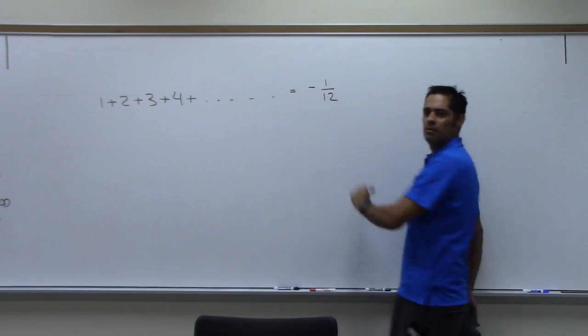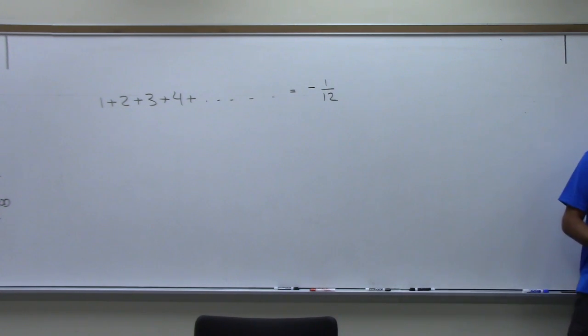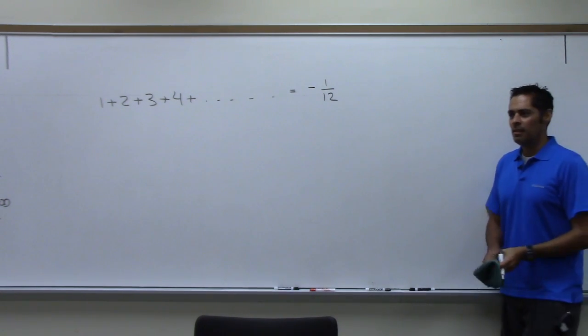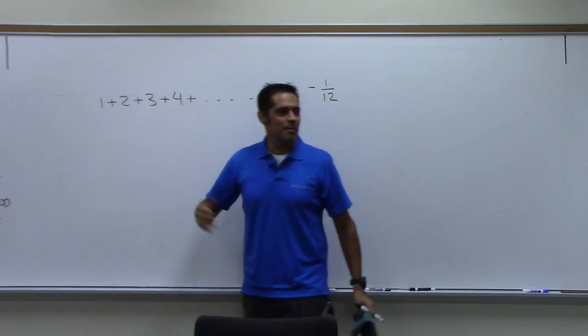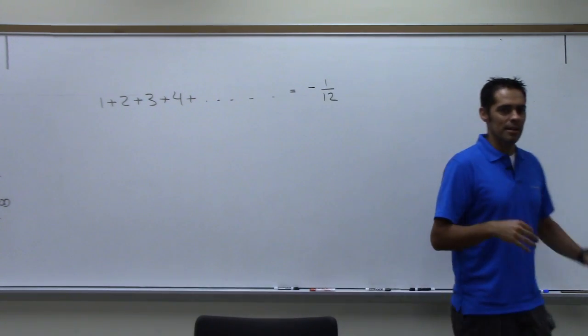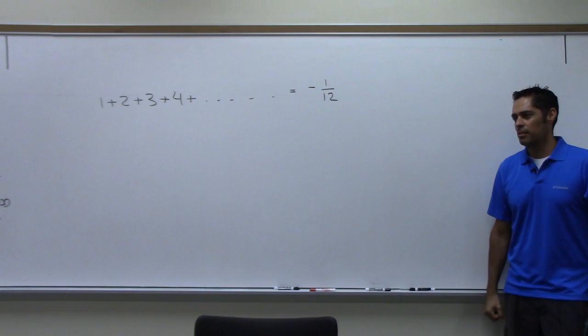-1/12. What? Does that make any sense? No. That makes no sense, right? You have a bunch of positive numbers, you're adding them up, they're getting bigger and bigger, you do it forever, and it gives you a negative fraction.